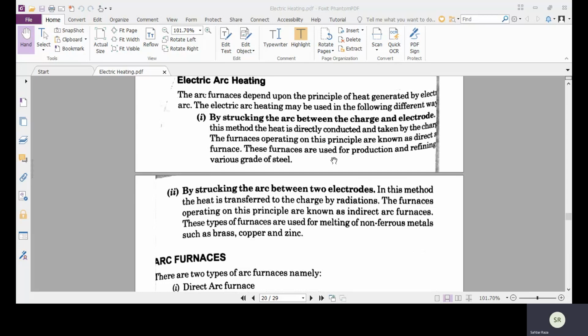The furnaces are used for production and refining of various grades of steels.